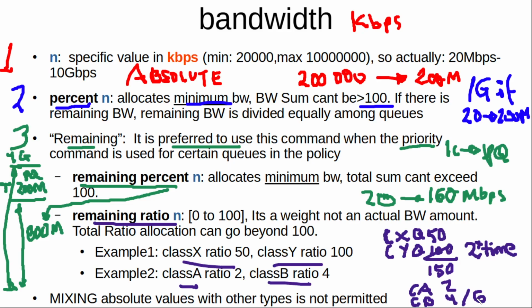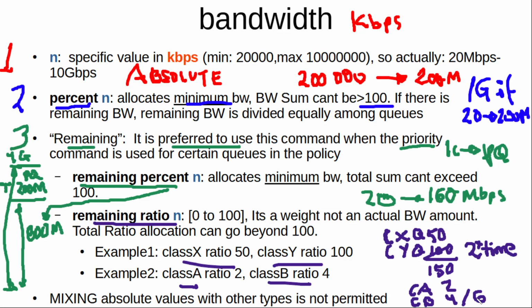But that will be in an ideal scenario, where the amount of packets that arrive to class B are the same as the amount of packets that arrive to class A, and if these packets are the same size. So this is just another way to assign bandwidth using weights.